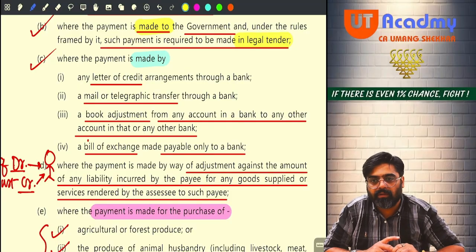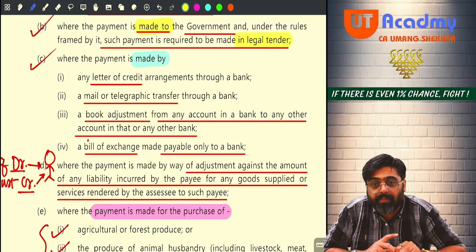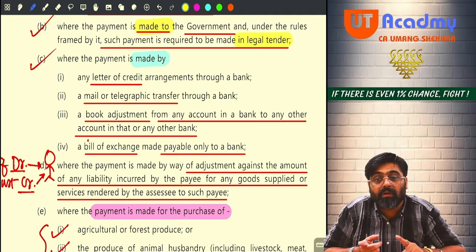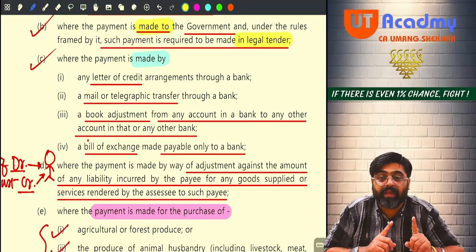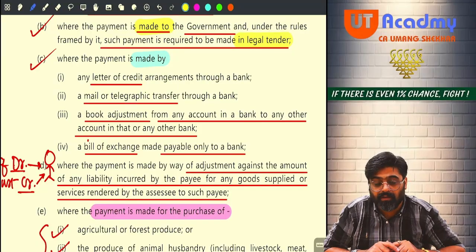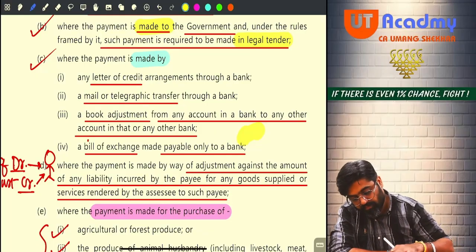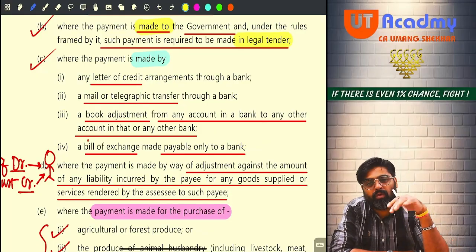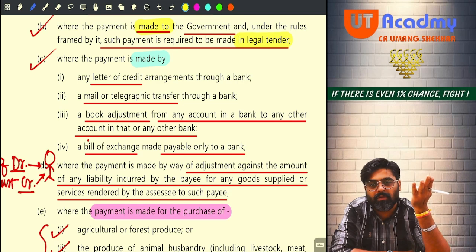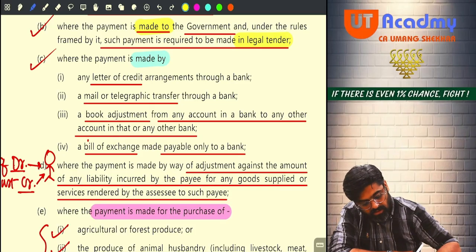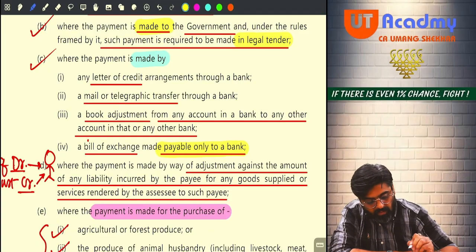Okay. Next one. Any payment to any person through a bill of exchange, payable only to a bank. See, through a bill of exchange, you can make private payments also. So any private party payment through bill of exchange is not allowed. Payment is allowed through bill of exchange if it is payable only to a bank.